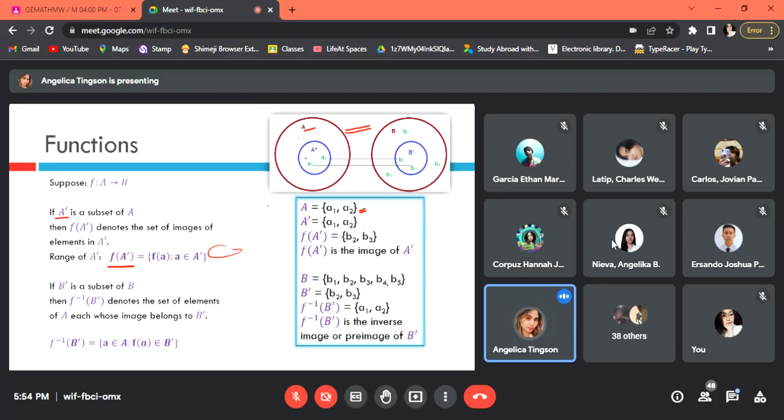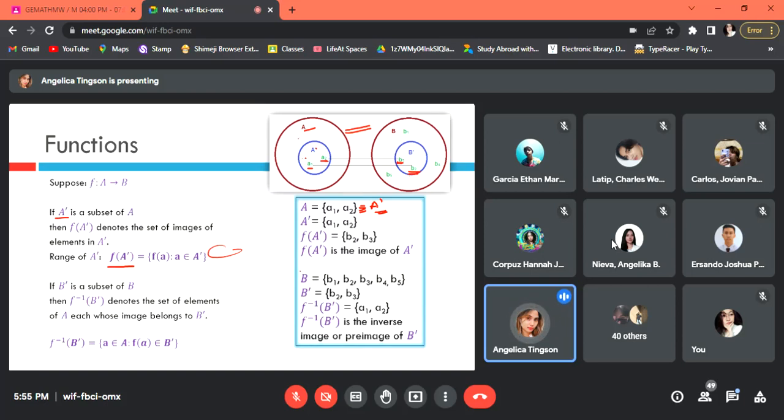Therefore, ang elements din ni A ay pwedeng equal siya sa A complement. Kaya saan ba equal yung ating A complement? Equal siya sa A sub 1 and then A sub 2. Okay? So, ano yung kanyang function of A complement? So, makikita natin na yung A sub 1, kanyang function is B sub 2. Here, ayan. And then yung A sub 2 natin, ang kanyang image sa B ay B sub 3. Okay? So, kaya natin nasasabi yun.